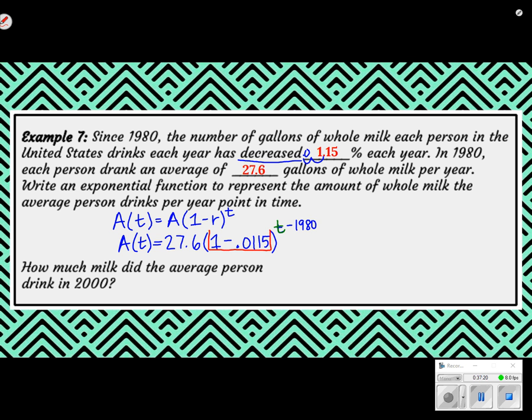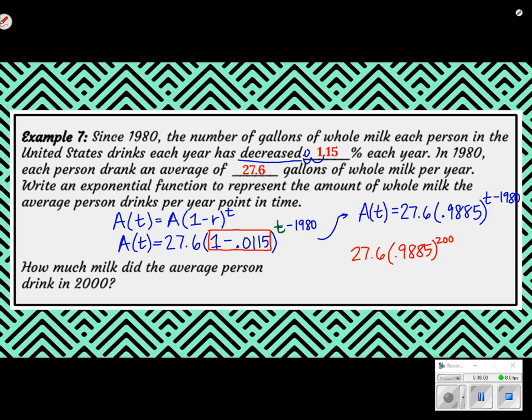Please simplify. All right, so it's going to be pretty close to 1.0115. Okay, so I'm wrapping this up. A of t equals 27.6 times 0.9885 to the t minus 1980. So that's my equation. All right, now let's look at plugging in 2000.